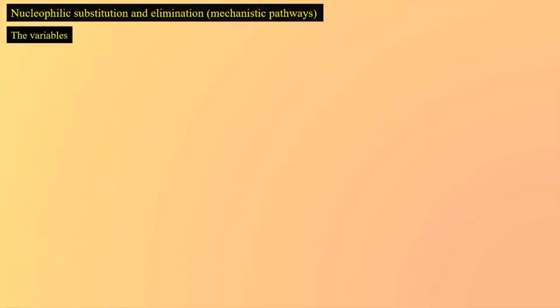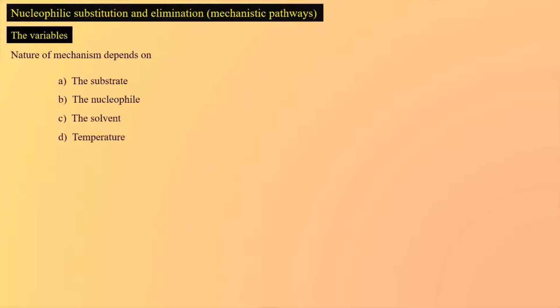Having discussed some of your initial questions on the topic, let's get into the mechanistic pathways. Okay, now there are four variables you need to consider, and they are listed in the order of importance. The first one is the substrate, the second is the nucleophile, third is the solvent, fourth is the temperature.